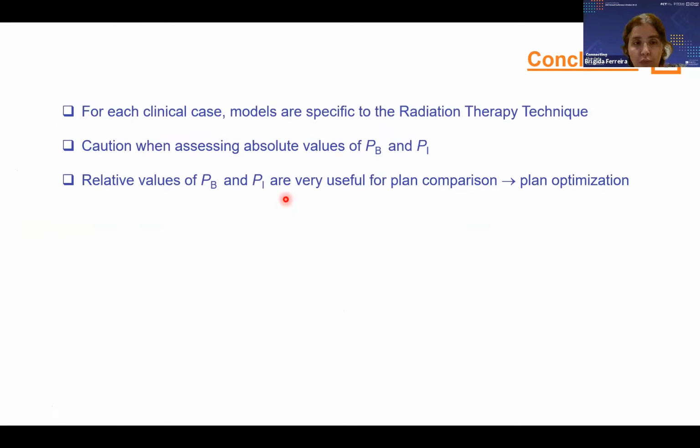So in conclusion, for each clinical case, the models are specific to the radiation therapy technique. So this means conformal radiation therapy or intensity modulated radiation therapy or proton beam therapy. You need to be very careful when you are evaluating absolute values of the probability of complications or tumor control, but the relative values that you calculate of probability of tumor control and complications are very useful for plan comparison and of course plan optimization.